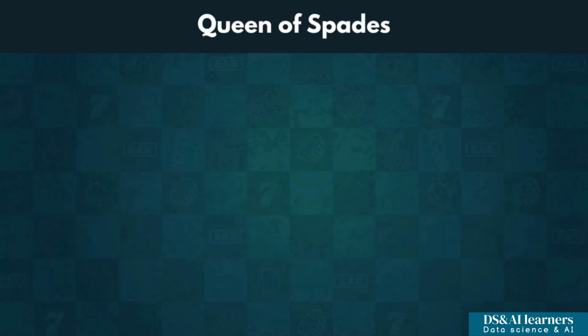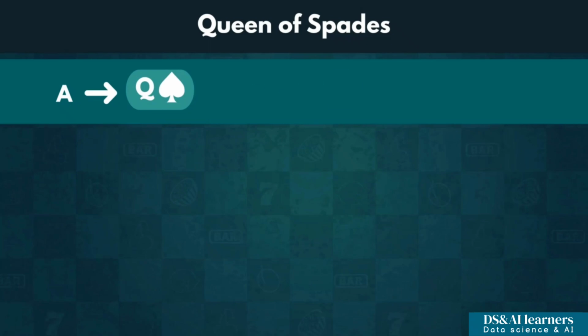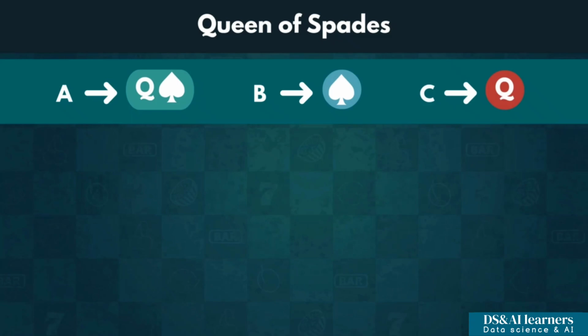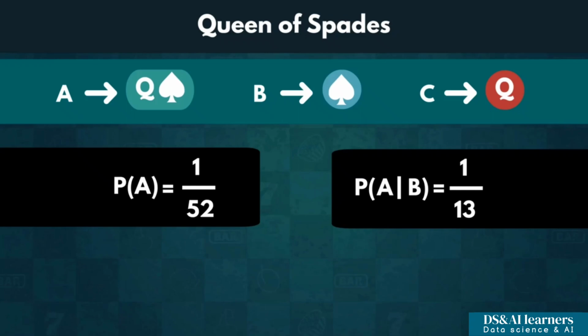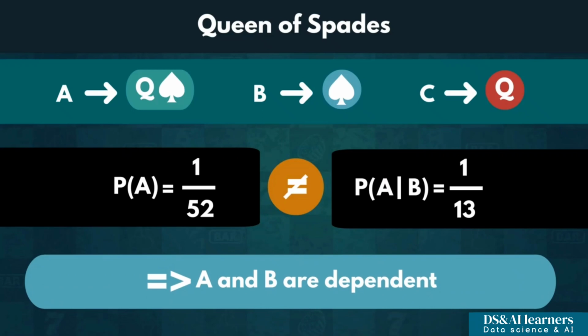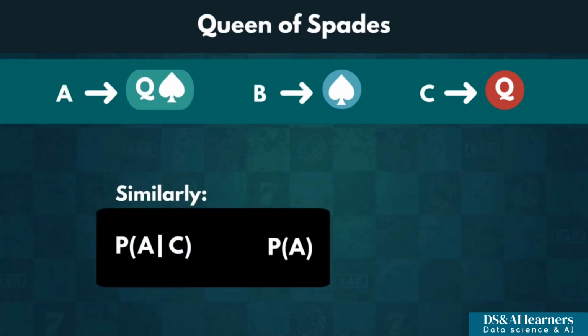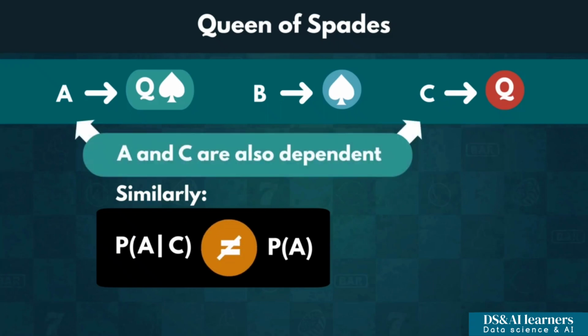Now, let us examine the Queen of Spades example from last lecture, where A represented drawing the exact card, B represented drawing the correct suit, and C represented getting a queen. Normally, the probability of drawing the Queen of Spades is equal to 1 over 52. However, it increases if we know it's a spade. Since P(A given B) is 1 over 13, and P(A) is 1 over 52, we can say the two events are dependent. Similarly, because the probability of drawing our desired card alters if we know it is a queen, we can say A and C are also dependent.